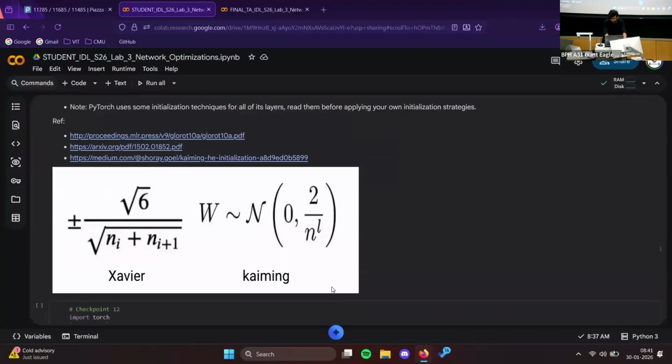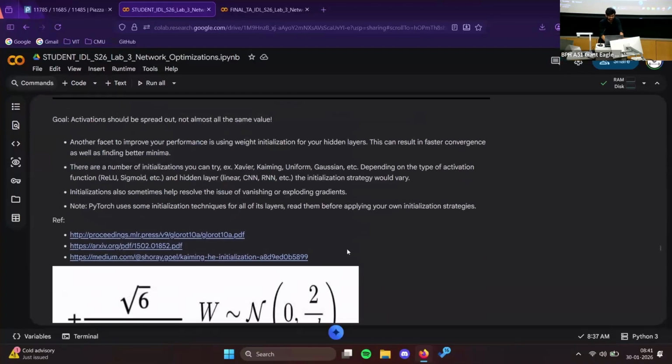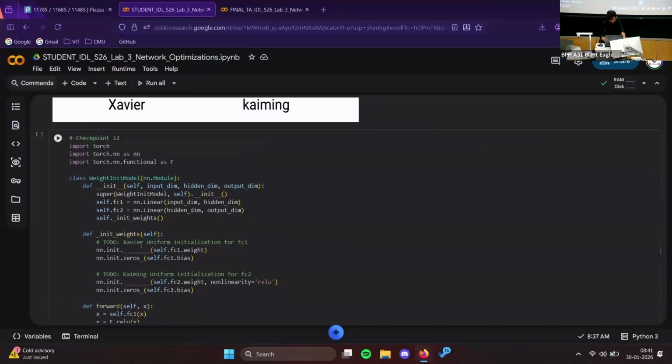And one thing that's common in both Xavier and Kaiming is that they consider both the input size and output size when initializing the weights in a particular layer. And if you're facing some issues such as NaNs in the forward pass, even before beginning training, it mostly means that there is some issue with weight initialization. So this is the code cell where you can play around with weight initialization.